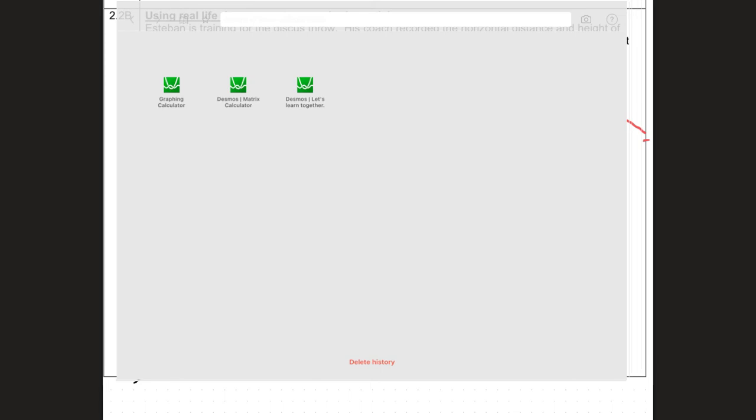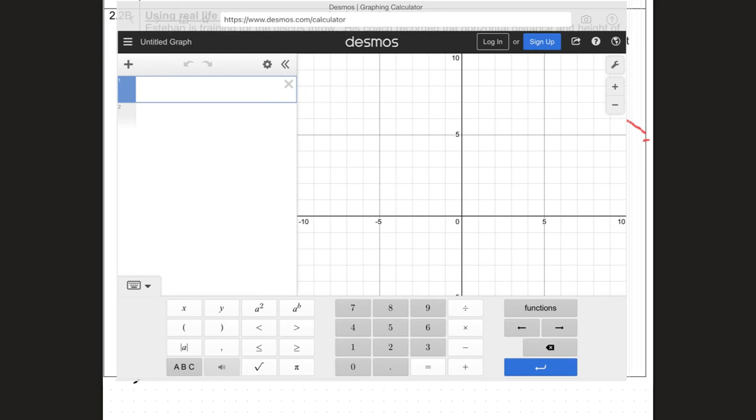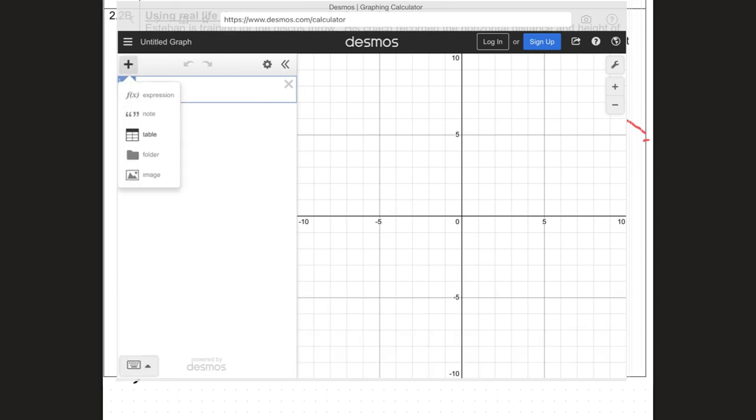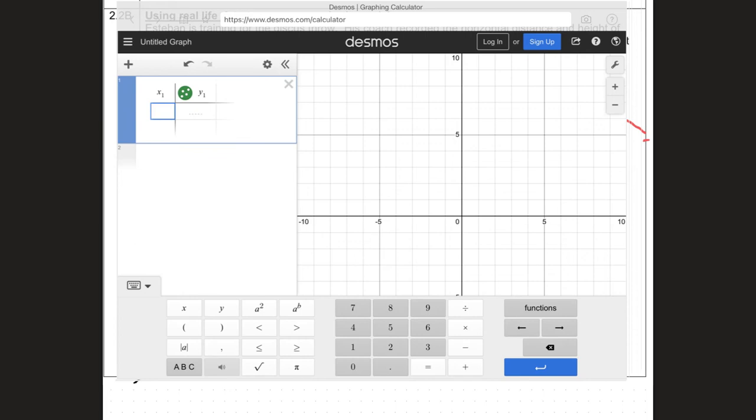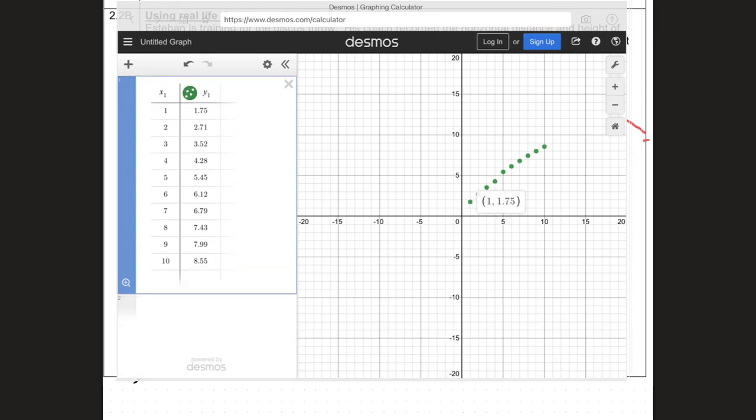So let me type desmos.com. I'm going to go there. And what we need to do is go to graphing calculator right there in the middle. And here I can input stuff. What I want to add is a table, because all I have is a table of values. And then I'm going to input my table of values. Here are the points for each of those table values. Yeah, so those are my points.